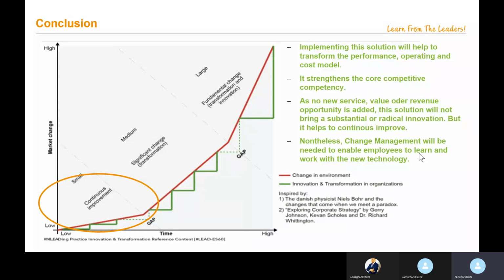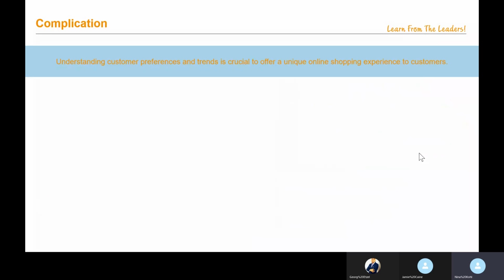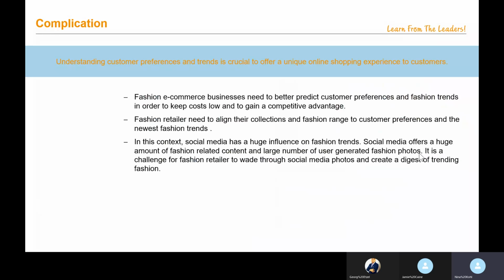The question I would like to raise now is, how can you drive innovation? Therefore, I would like to introduce you to the second model, which is image classification with convolutional neural networks. Because I understood that you need to understand customer preferences and trends, because this is crucial to offer a unique online shopping experience to customers. You need to better predict your customer preferences and fashion trends in order to keep costs low and to gain a competitive advantage. And you need, of course, to align your collections and your fashion range to customer preferences and the newest fashion trends. In this context, social media has a huge influence on fashion trends.